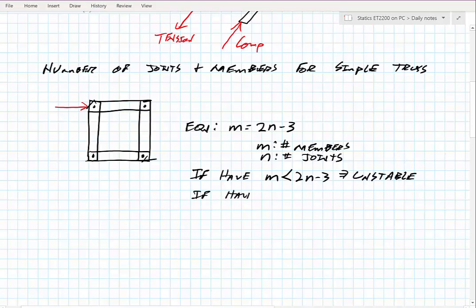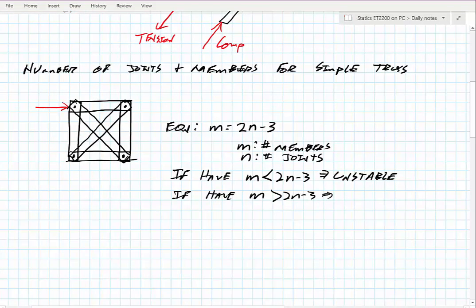On the other extreme, if we have m that's greater than 2n minus 3, what that looks like is if I were to put a diagonal here, then we're stable, nothing's going to happen, and everything's fine and dandy. What if I were to put yet another one in here? It's still stable, but statically, we can't actually solve for this thing. So we're going to call this statically indeterminate. And if it's statically indeterminate, then it is not what we're calling a simple truss, and we will not analyze it in this class.